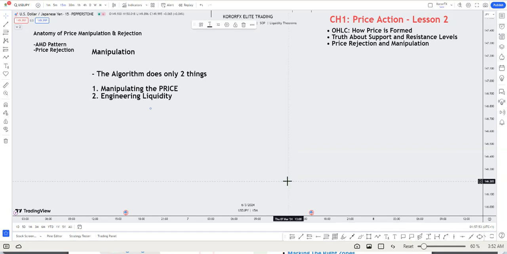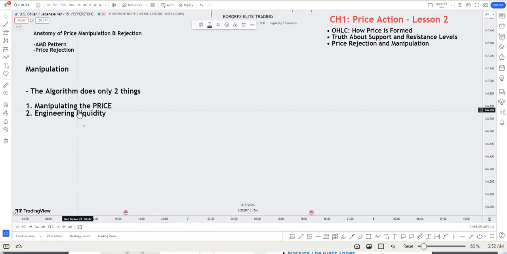So guys, you have to know what manipulation means. Manipulation means they are taking stops. And when they are doing this, they have three processes. They have three processes that they always use to trade and make money. Market makers use three processes that I want to show you now.